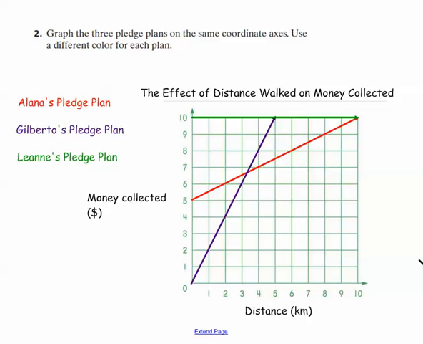All right, so this is the graph we should be looking at. You may use different colors, but your lines should be the same. The data points should match up. On Elena's pledge plan, that line in red, remember she starts off by getting $5 from every sponsor and then 50 cents for every kilometer that she walks. And Leanne's pledge plan is up here at the top. She gets $10 regardless of how far she walks, so she has a horizontal line going across the top here.